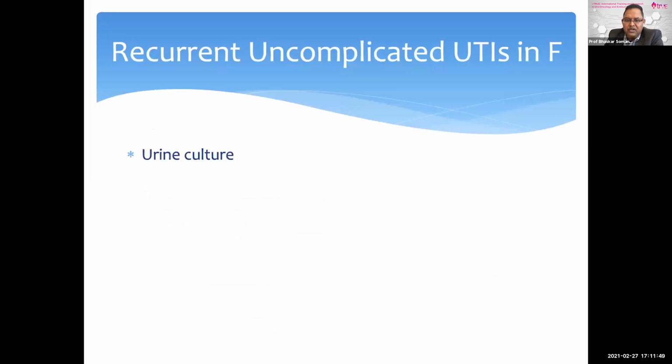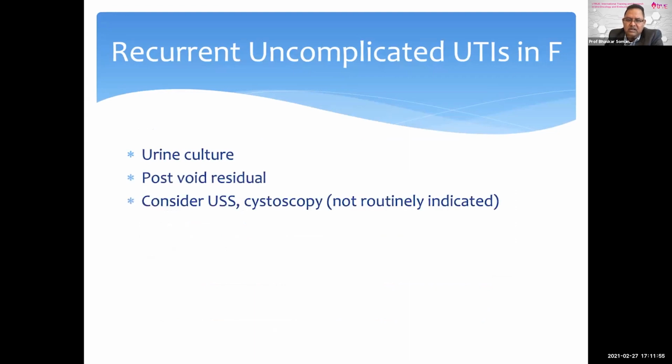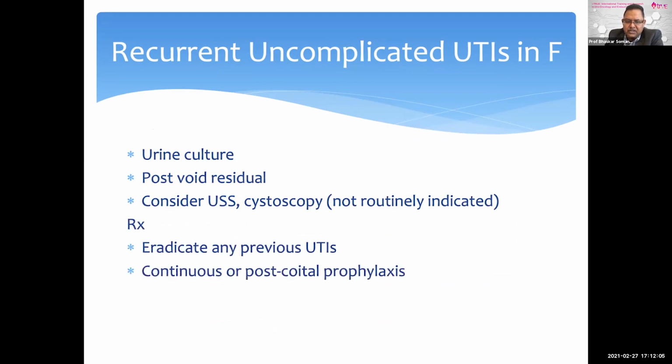Recurrent uncomplicated UTI in females, what do we do? Urine dip test and/or culture, post-void residual, consider an ultrasound. Cystoscopy, I have to say, is not routinely indicated, although a lot of places do it. And treatment-wise, eradicate any previous UTIs; continuous or postcoital prophylaxis can help. And sometimes, if it's a high post-void residual, you might need to consider intermittent catheters. But I think these will be covered in the following talks.